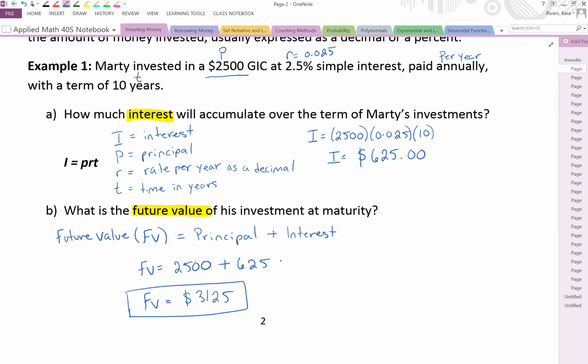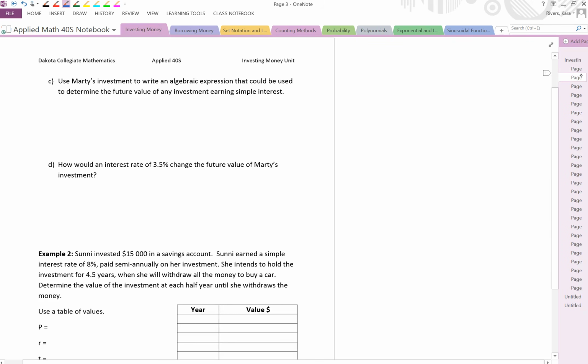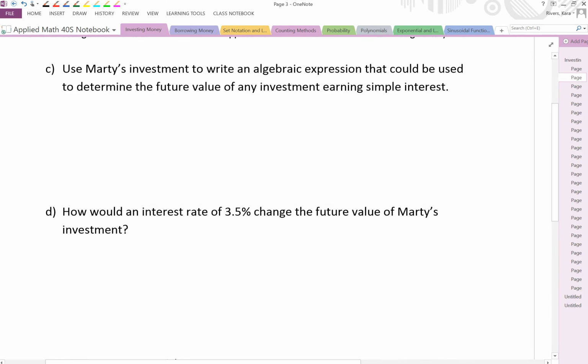Okay? All right, let's take a look at C. There's another part to this question. So for C, it says, use Marty's investment to write an algebraic expression that could be used to determine the future value of any investment earning simple interest. So why would we care? Like, why do we want to do that? Well, sometimes we just want to know that future value right away.